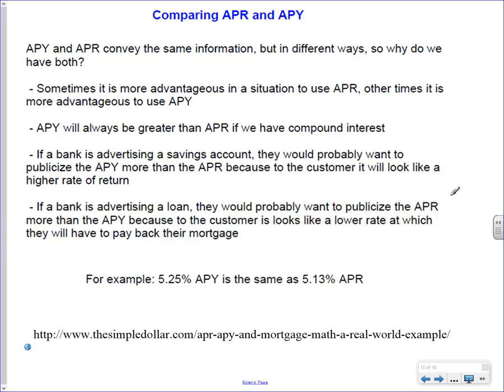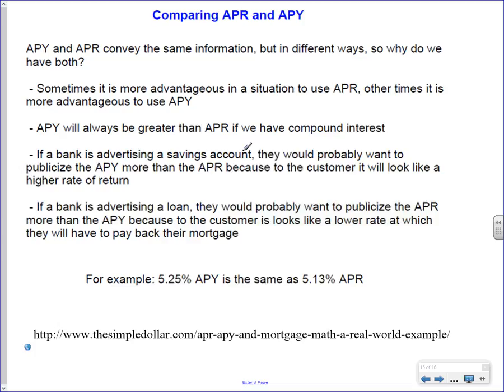So you might be thinking, well, why do we have APY and APR? Because it seems like they basically are telling us the same thing. It's just one is going to be a little different than the other depending on how often it's compounded, right? Well, sometimes it's more advantageous in a situation to use APR, and other times it's more advantageous to use APY. APY is always going to be greater than the APR if we have compound interest, okay?